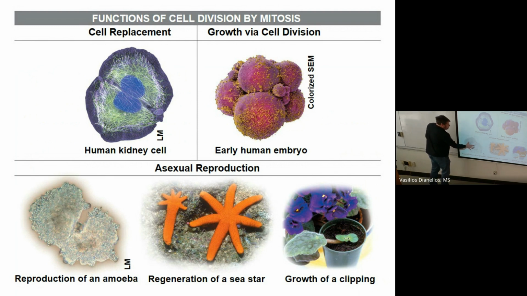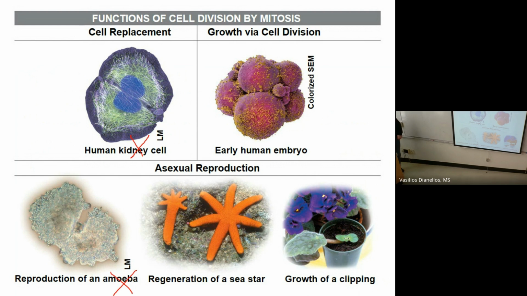Also, reproduction. Some organisms reproduce by basically splitting their cell in half, right? An amoeba is one example, not that you need to know that. Same thing with the kidney cell. You don't need to know anything about kidney cells or amoebas. That's just an example. We'll learn more about embryos later.